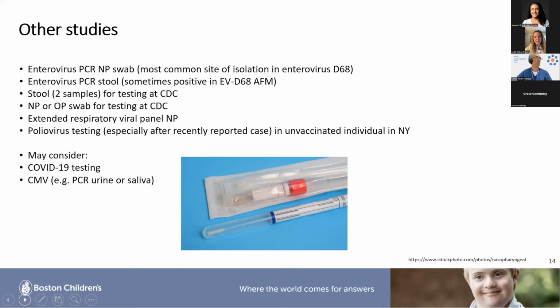an extended respiratory viral panel, in which the particular viruses depend on where you send it, but typically we recommend that, and that usually includes flu, RSV, adenovirus, parainfluenza, human metapneumovirus, and oftentimes enterovirus/rhinovirus. And then with the recent case, important to bring up the possibility of polio testing, and asking about vaccination status to polio. May consider COVID-19 testing, and then other studies such as CMV PCR in the urine or saliva.